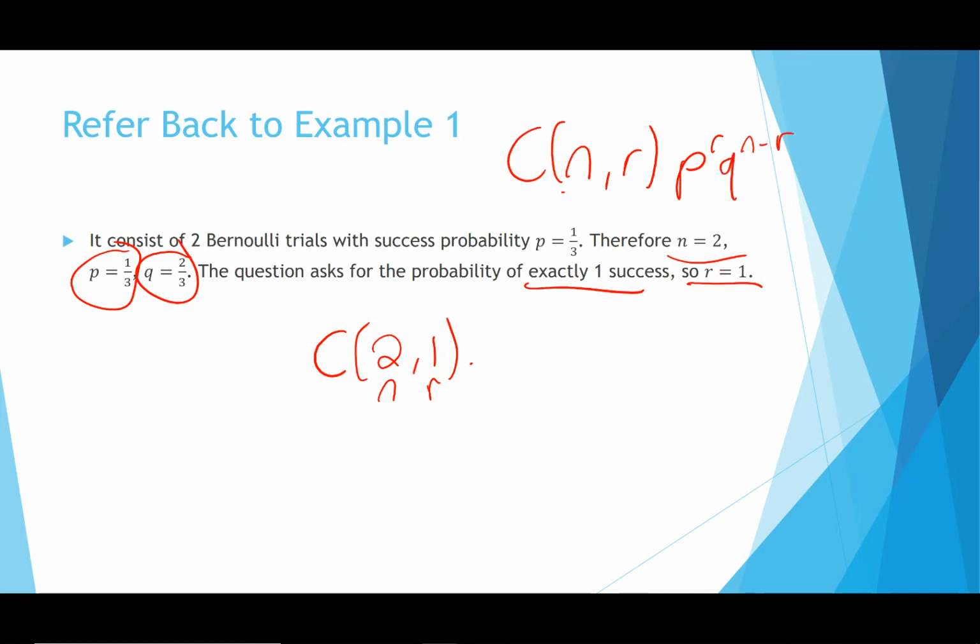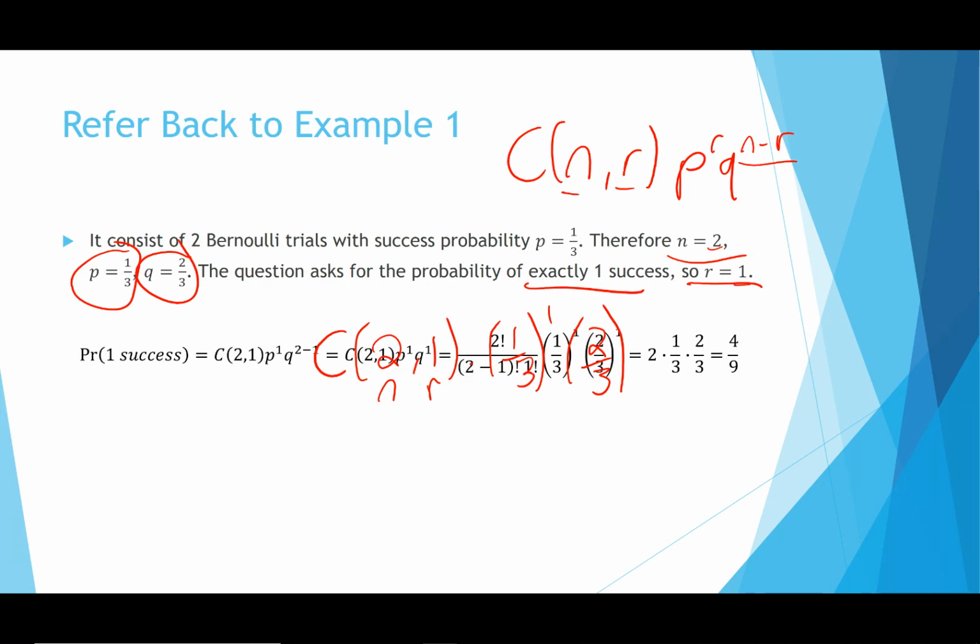So I already know my combination n and r, 2 and 1. P, the probability, is 1/3, because my probability of success is 1/3. R, how many successes am I looking for? R is 1. I'm looking for 1 success. Q, which is the probability of failure, is 2/3. And then I'm plugging in n minus r power. So n again was 2, because we have 2 trials, minus the 1 success. So 2 minus 1 goes there. Now I'm going to go ahead and simplify that. 2 minus 1 is 1.